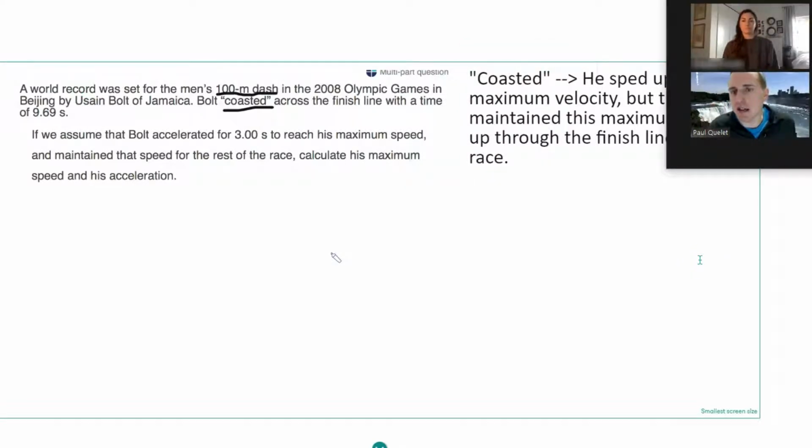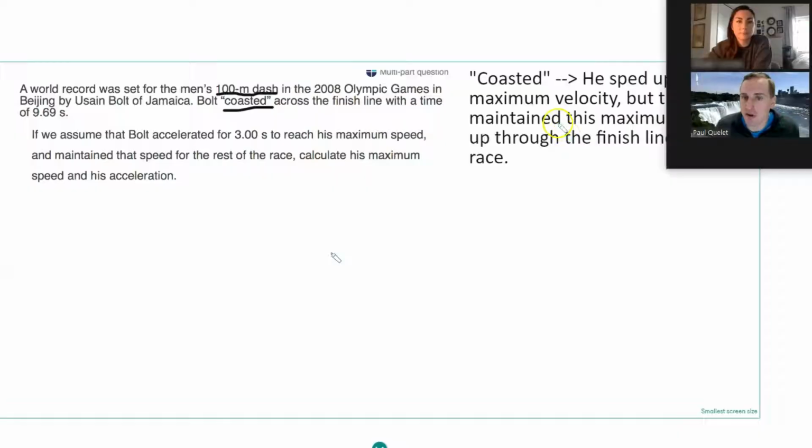That's a key idea. Sometimes when you read these physics questions, I don't want to call it reading between the lines, but you do need to read what it says and understand what concept it relates to. So that's what coasted means. He sped up, he's going as fast as he can because he wants to win for Jamaica, and then he keeps up that speed all the way through the finish line. So let's keep going.